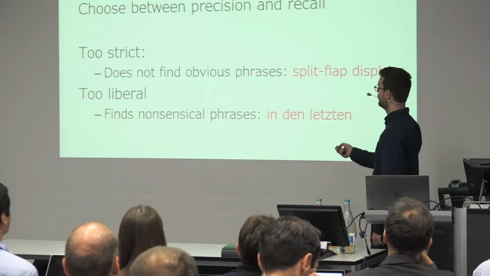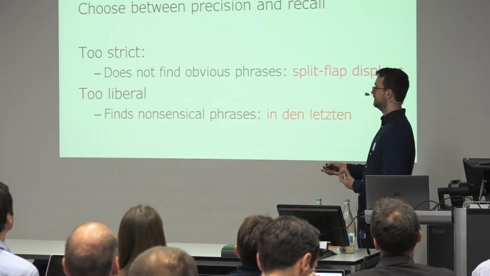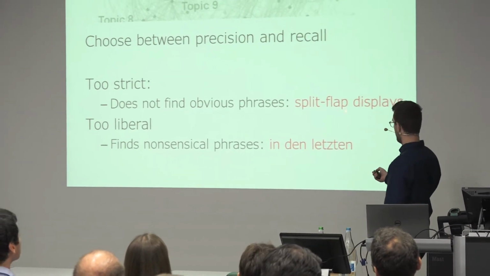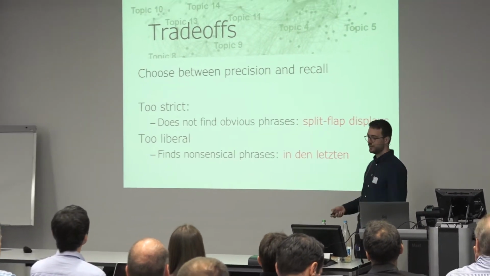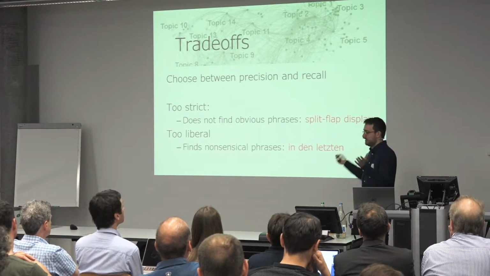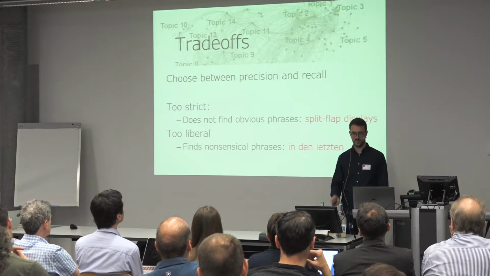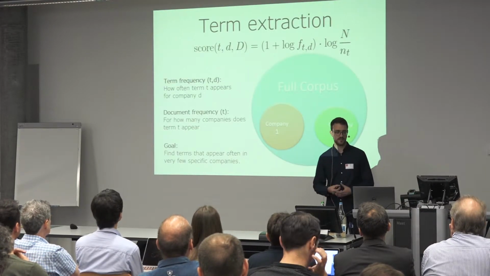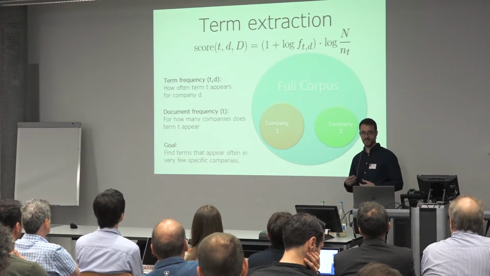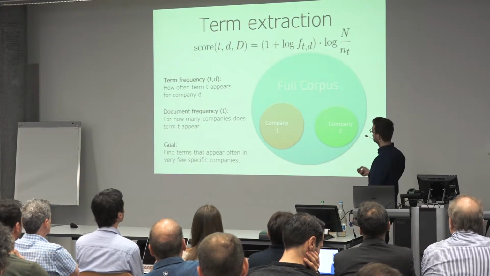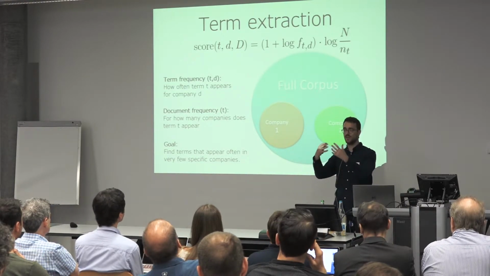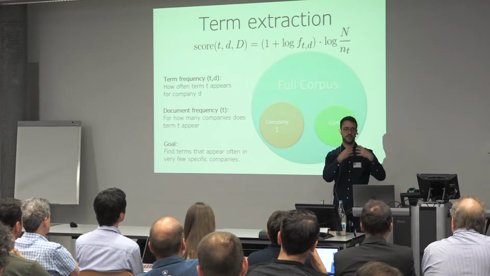So if we use too strict of these parameters, we lose obvious phrases like split flat displays. And if we are too liberal, we get nonsensical phrases like in den letzten, stuff like that, that doesn't really come together. So the second step is term extraction. Now we have all the phrases for each language and each company. So we want to sort of score the phrases by how relevant one phrase is for the company.